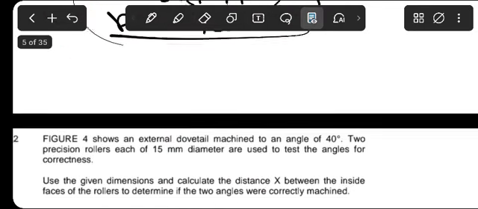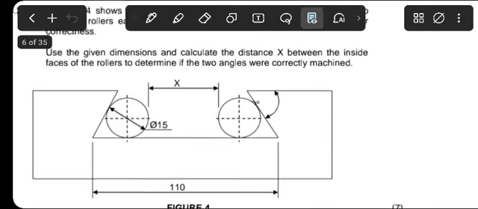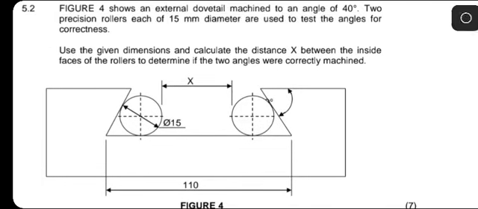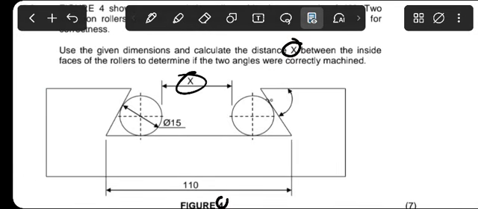Okay, let us check this question again. The last question is given this. What does it say in the figure? Okay, it's 5.3, figure 4. Here we see we have figure 4. It shows the external dovetail machined to an angle of 40 degrees, with precision rollers each of 50 millimeter diameter, used to test the angle for correctness. Use the given dimensions to calculate the value of X. So now we want to find the value of X.